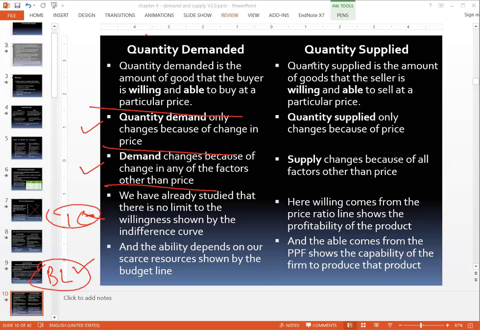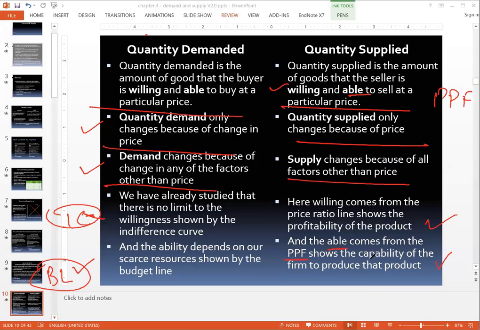Similarly, quantity supplied is the amount of the goods the seller is willing and able to sell at a particular price. So it means it's a willingness and ability to sell. The willingness comes from profitability and the ability comes from the PPF. Quantity supplied only changes because of the price, and supply changes because of things other than price. We'll see that in the graph in detail later on. So here the willingness comes from the price ratio, which shows the profitability of the product. We'll draw that later on, and the ability comes from the production possibility frontier.